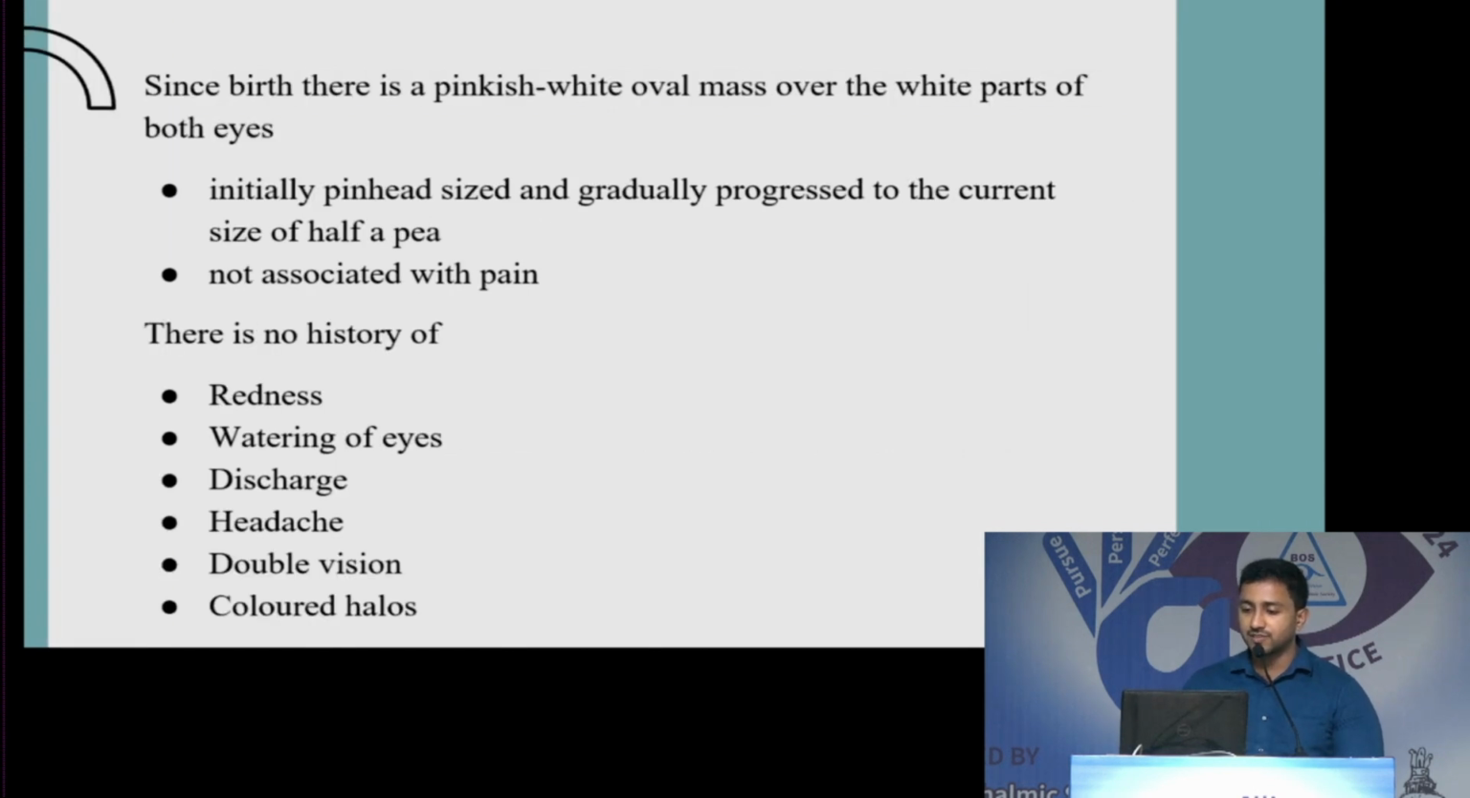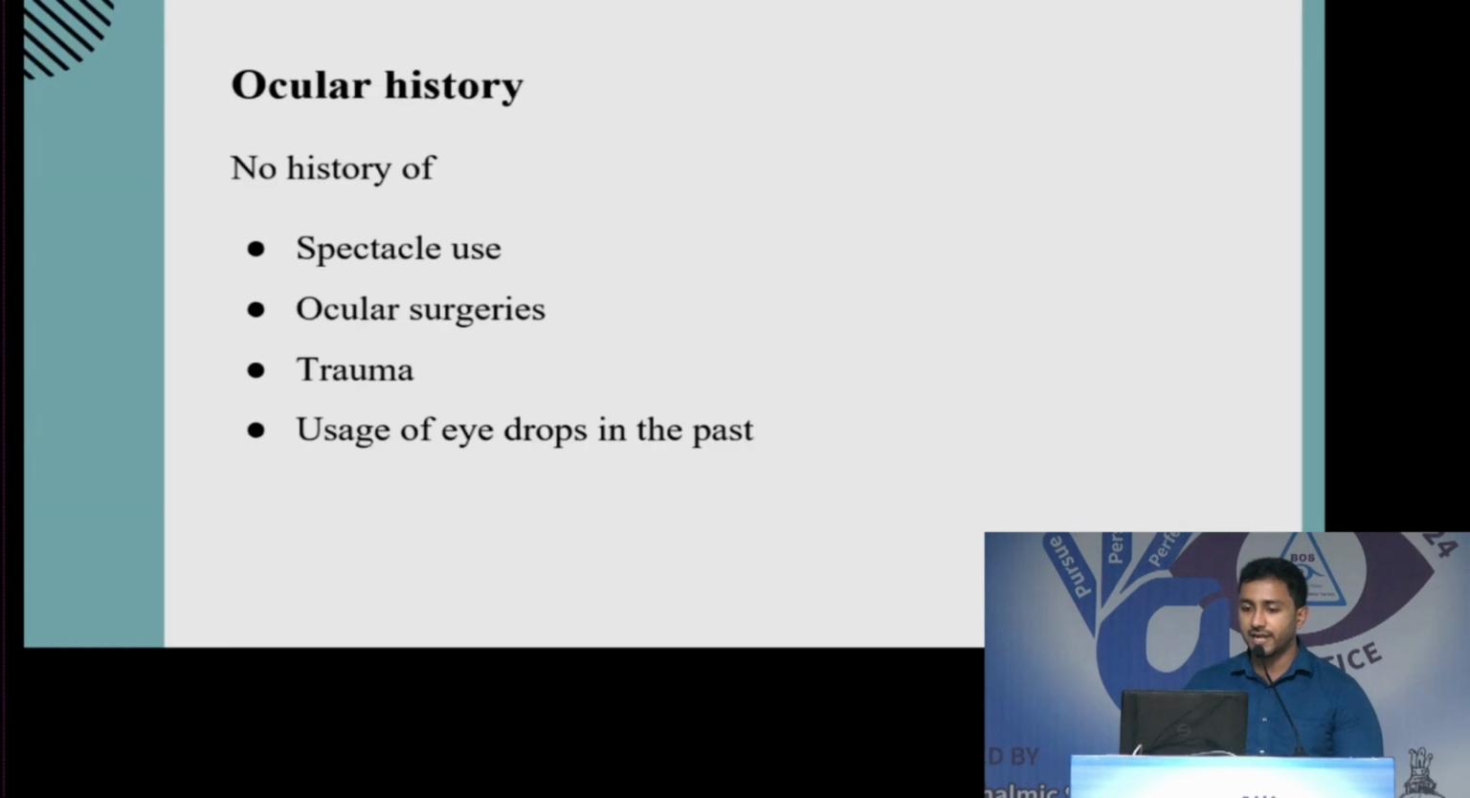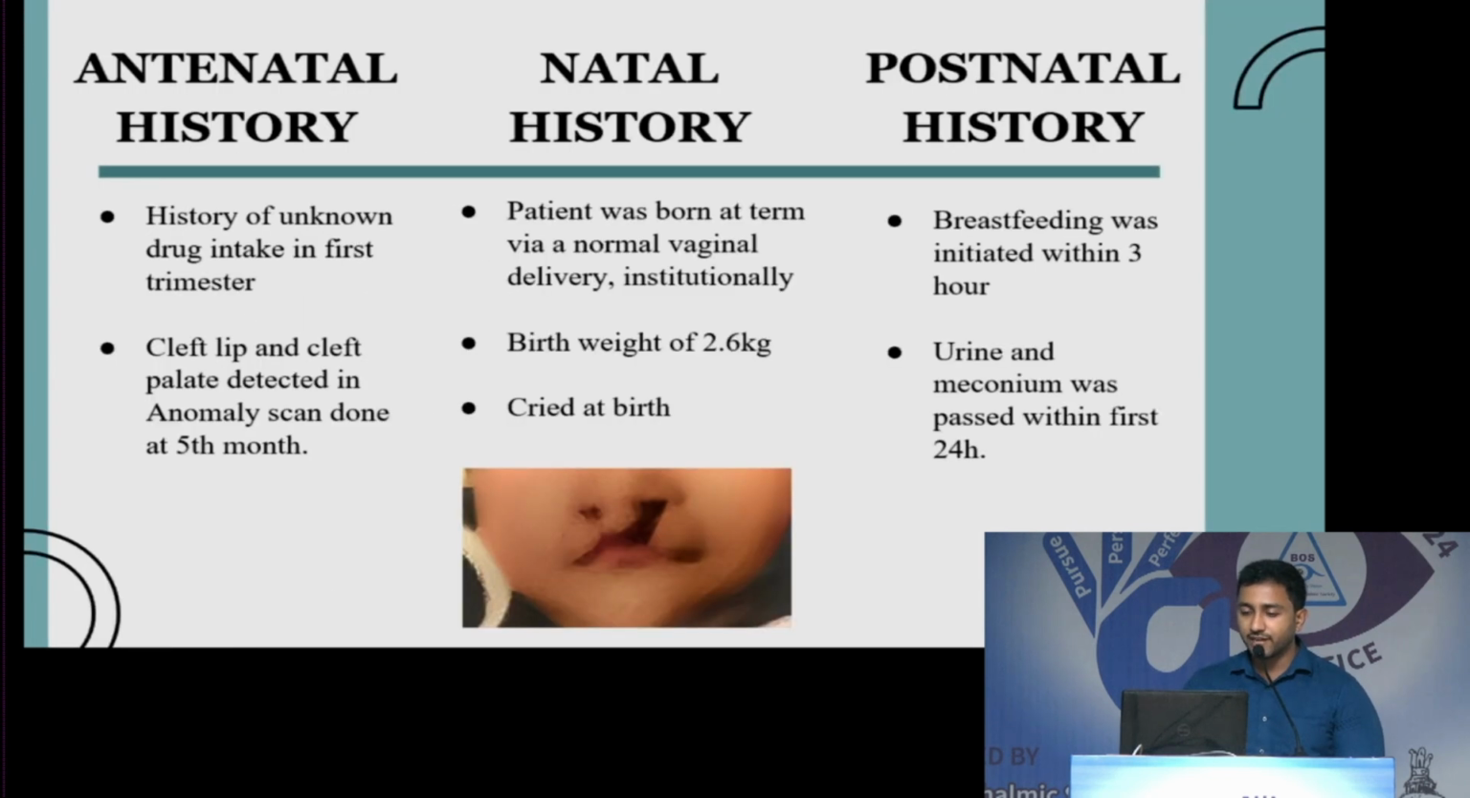Since birth, there was a pinkish white oval mass over the white part of both eyes, which was initially pinhead in size and gradually progressed to the current size of half a pea. And it was painless. And there was no history of redness, watering of eyes, discharge, headache, double vision, or colored halos. There was no significant ocular history.